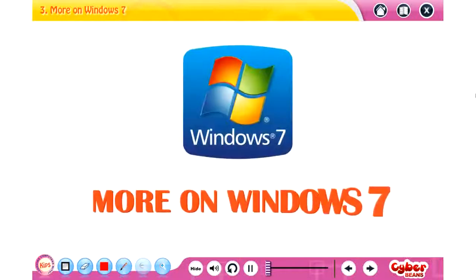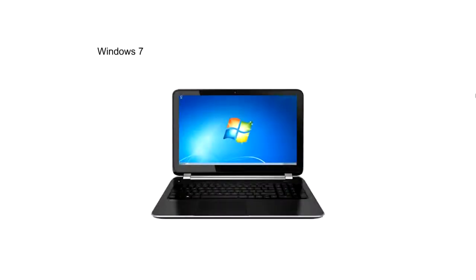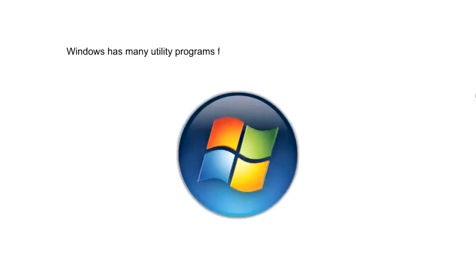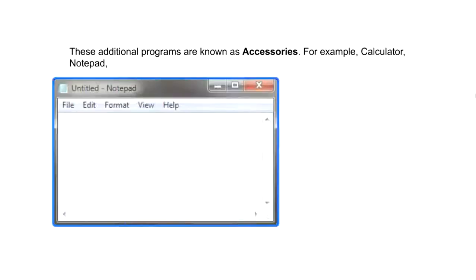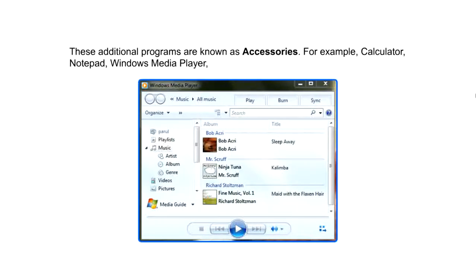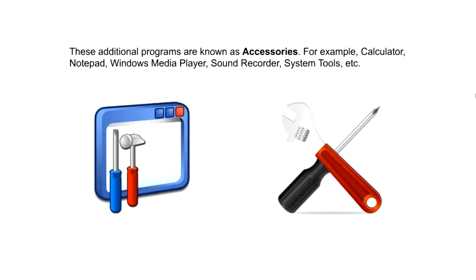Hello students, today we are going to learn some more interesting features of Windows 7. Windows 7 is one of the most popular computer operating systems. Windows has many utility programs for day-to-day applications and entertainment. These additional programs are known as accessories. Example: calculator, notepad, Windows Media Player, sound recorder, system tools, etc.